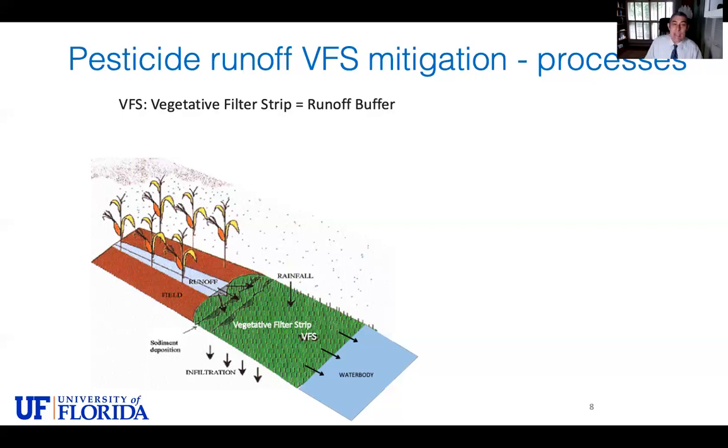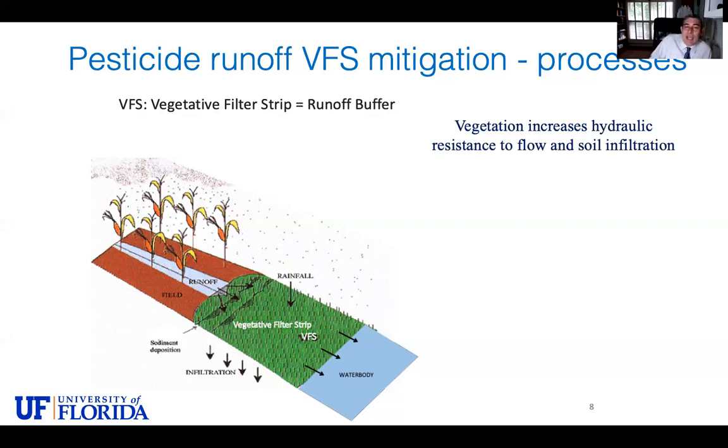Okay, so let's take a look at this. So what happens then when these chemicals either attach to the sediment or the water, and the chemicals attach or dissolve, move from the edge of the field, right about here, and if there was nothing in between, they would get immediately into the water. But now we put this area of dense vegetation in between. And why do we do that? Well, the first thing is that vegetation increases the hydraulic resistance to flow, but also infiltration. Why?